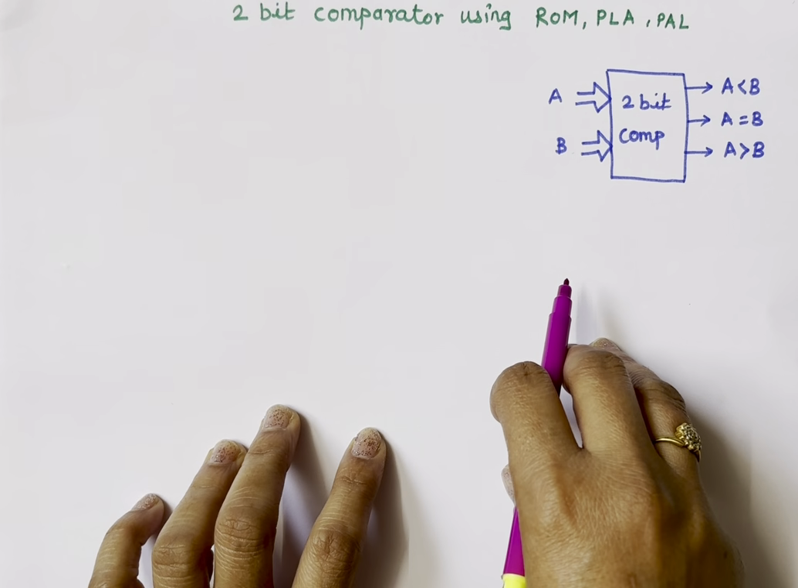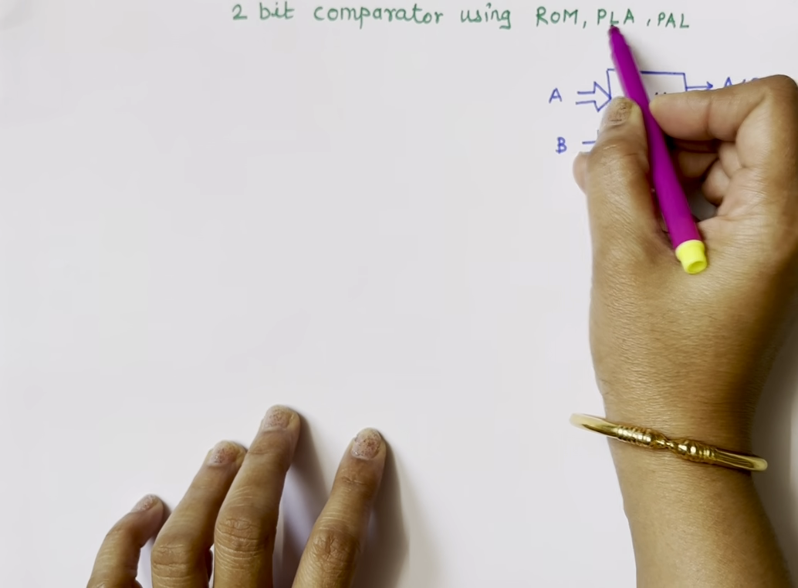In this video, I'll tell you how to implement a 2-bit comparator using ROM, PLA and PAL.